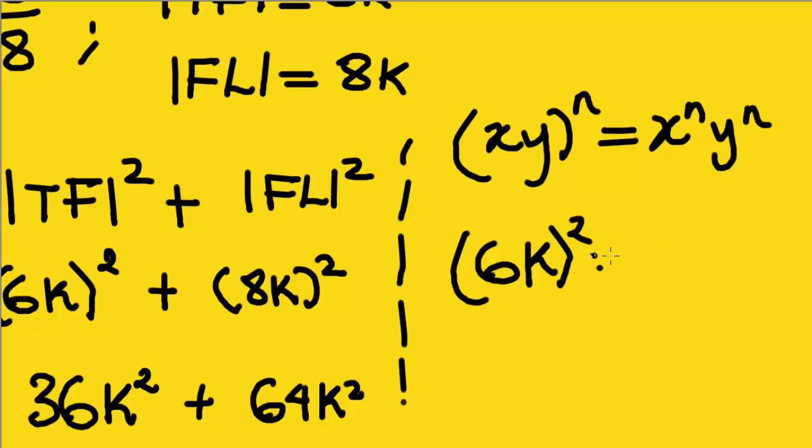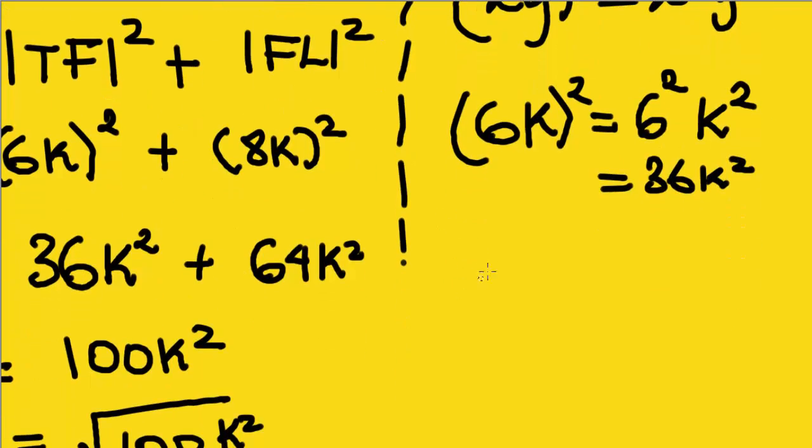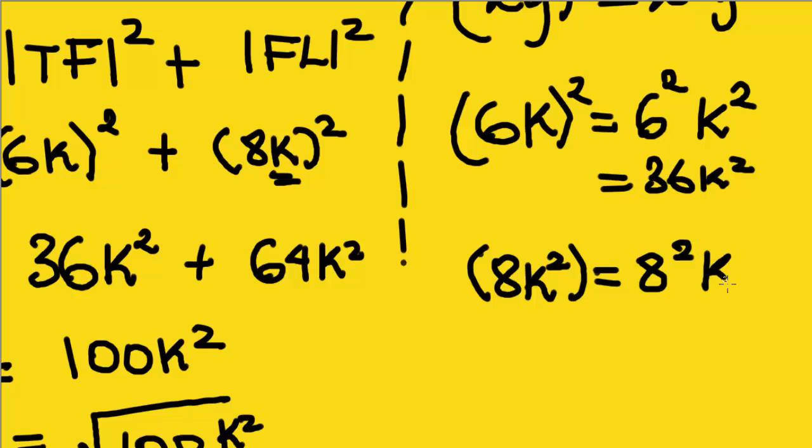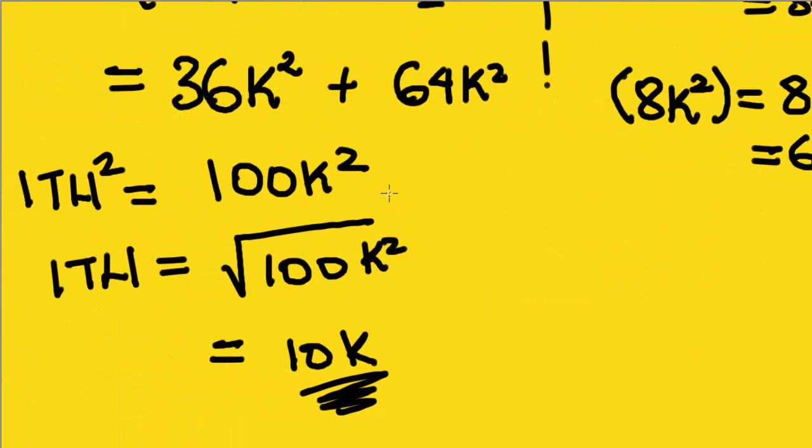6k squared would therefore be 6 squared times k squared, which is 36k squared. Similarly, for 8k squared, applying the same rule gives 8k squared is equal to 8 squared k squared, which is 64k squared. I think another step that might be confusing to some people could be this step, where we took the square root of both sides because they're all squared.